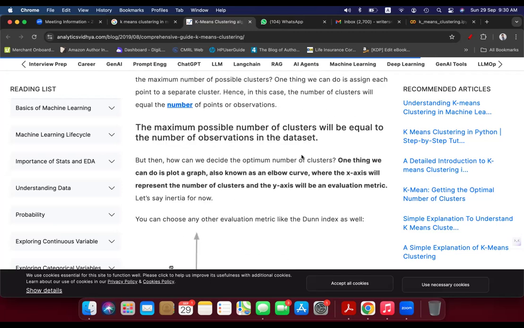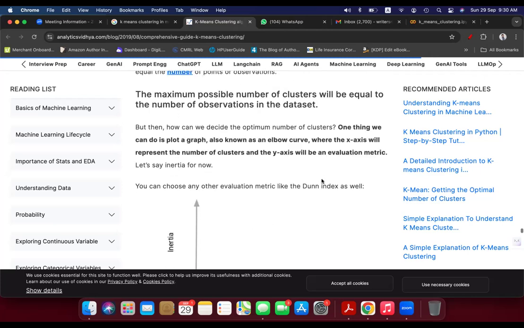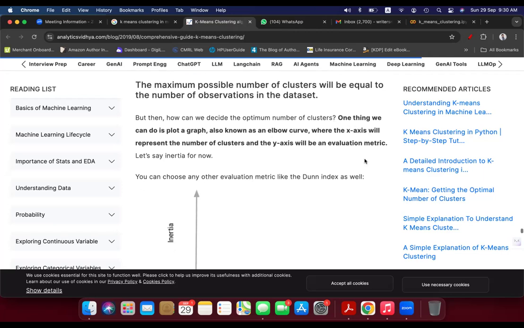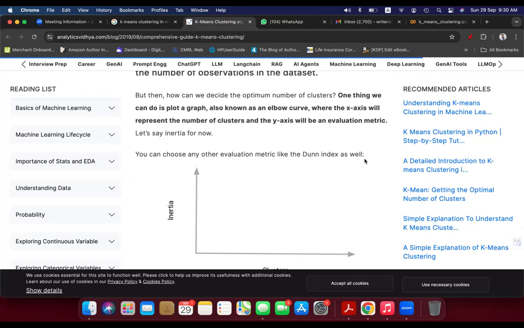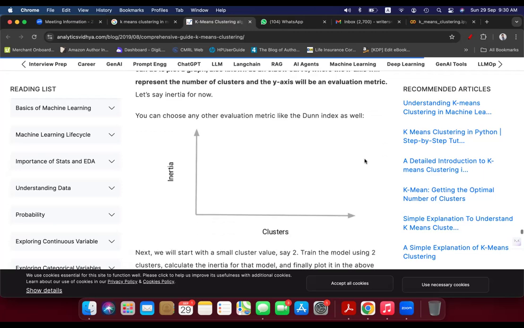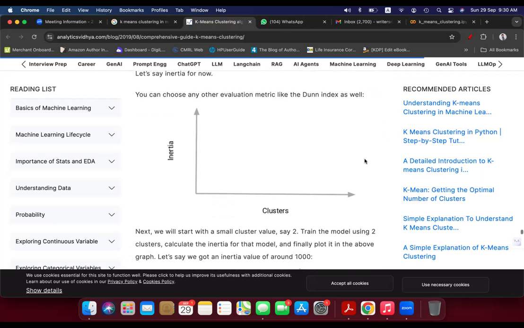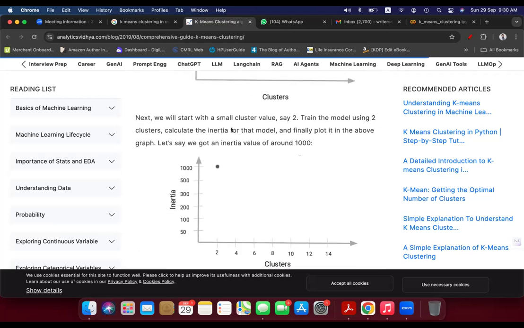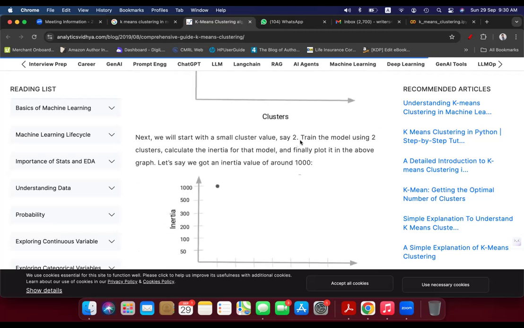The maximum possible number of clusters will be equal to the number of observations in the data set. But then how can we decide the optimal number of clusters? One thing we can do is plot a graph, also known as an elbow curve, where the x-axis represents the number of clusters and the y-axis is an evaluation metric. We'll start with a small cluster value, say 2. Here also, you have to go on a trial and error basis to find out how many clusters you should have in a problem statement.